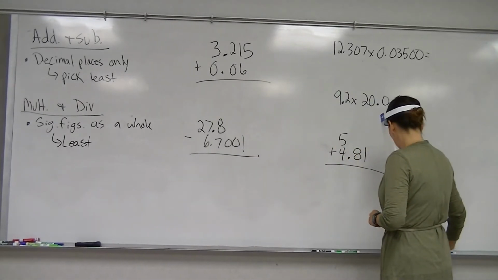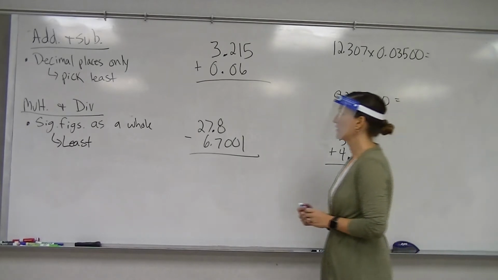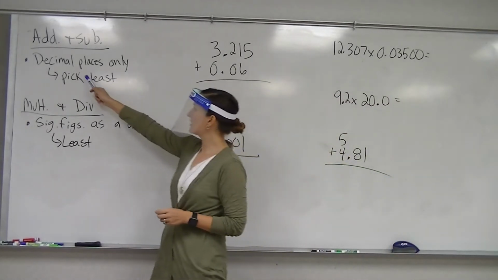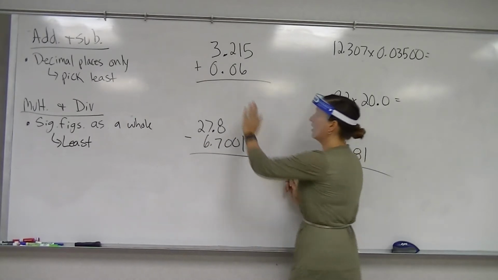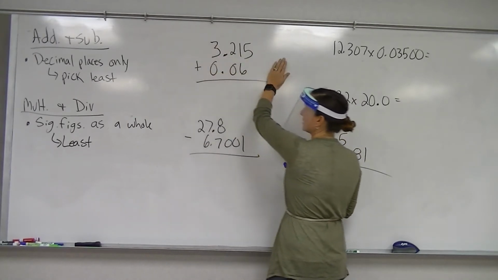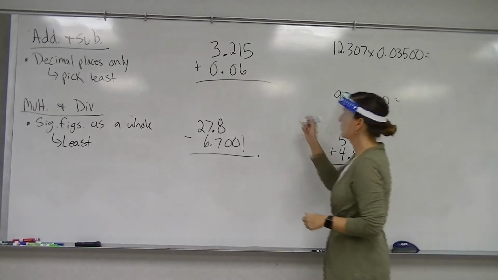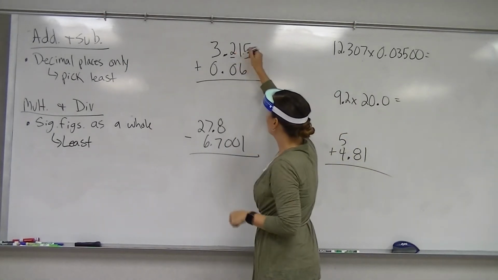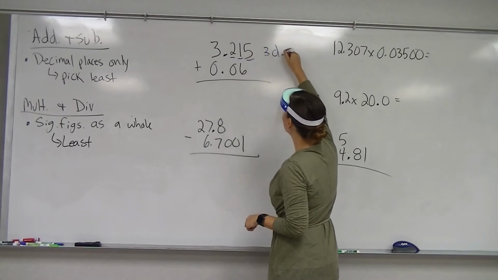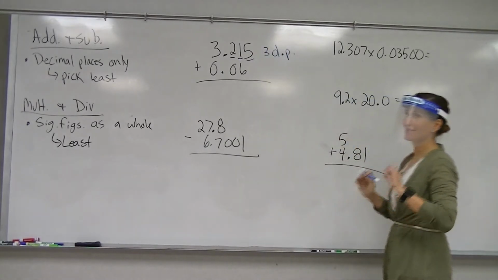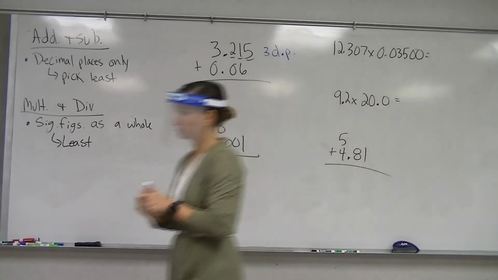So it's addition, so that's what you want to look for. What order of operation am I applying? And addition says decimal places only. So I'm not counting sig figs as a whole. I'm ignoring that completely and I'm looking at just how many places after the decimal. So in this first number, it is 1, 2, and 3. I'm going to write 3 DP because it's decimal places, not significant figures.